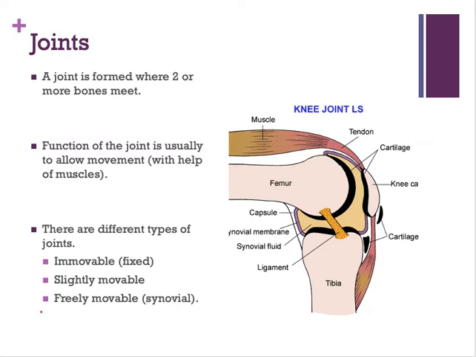Now there are three different types of joint. You have your immovable, fixed joints that can't be moved at all, your slightly movable joints, and then your freely movable joints, although technically that's a misnomer. The joints are not completely freely movable.